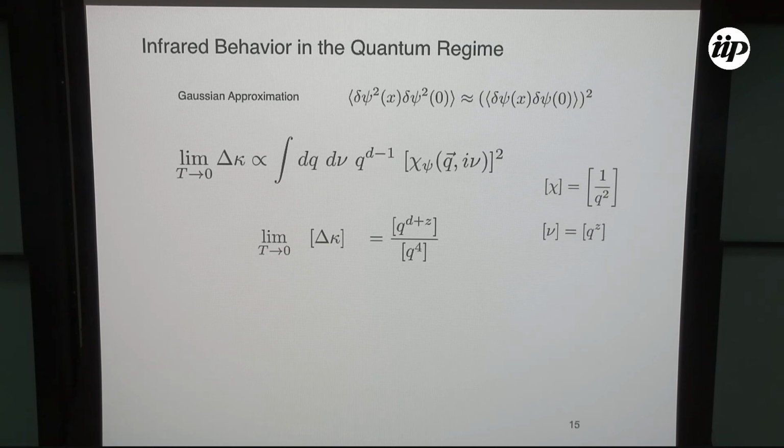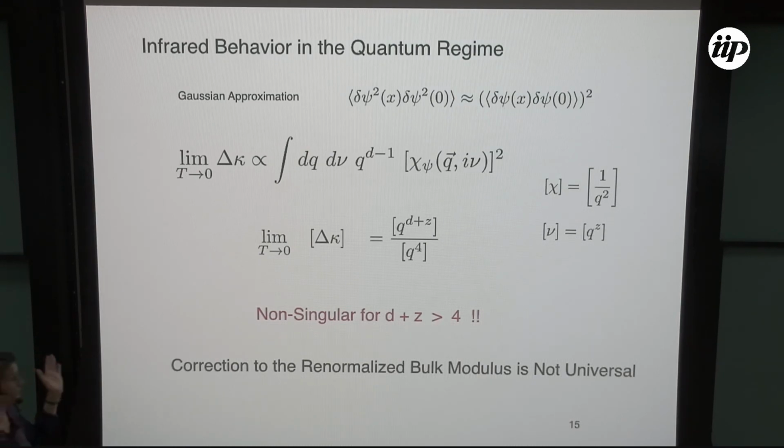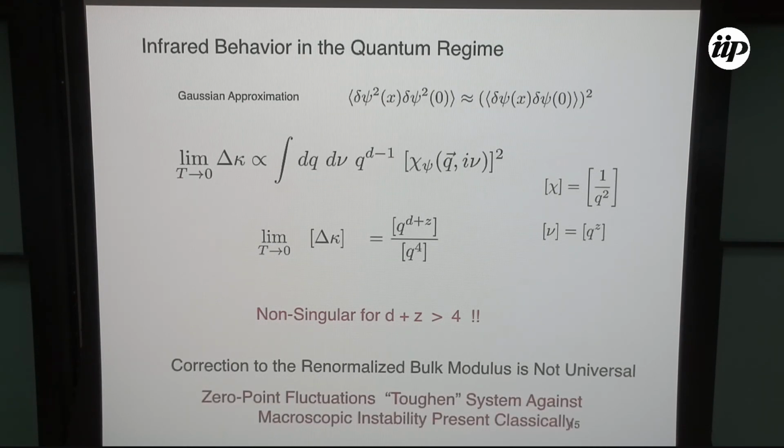Chi goes as 1 over q squared. The frequency goes as q to the z. So then the limit as T goes to 0 goes as q to the (d plus z) over q to the 4. So in other words, it's non-singular for d plus z greater than 4. Okay. So what we're finding is that the correction to the renormalized bulk modulus is not universal for d plus z greater than 4. So, in other words, zero-point fluctuations toughened the system against a macroscopic instability present classically.